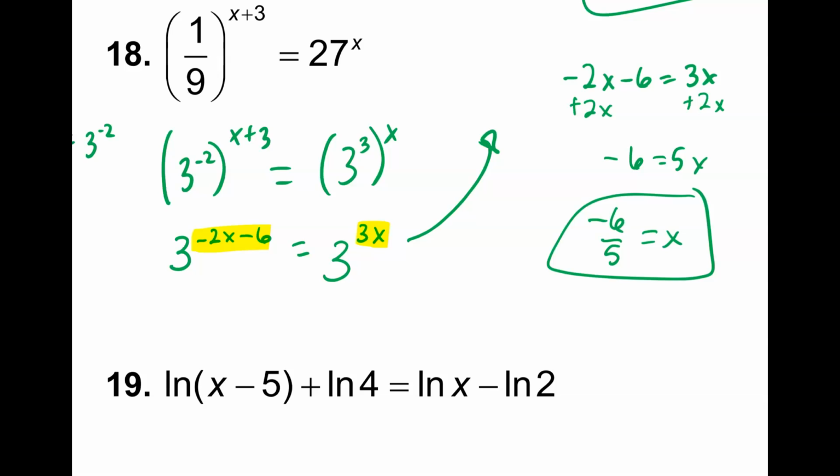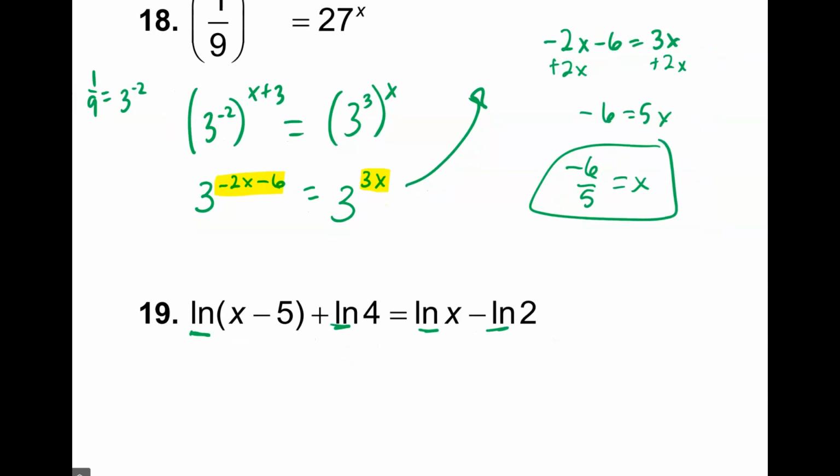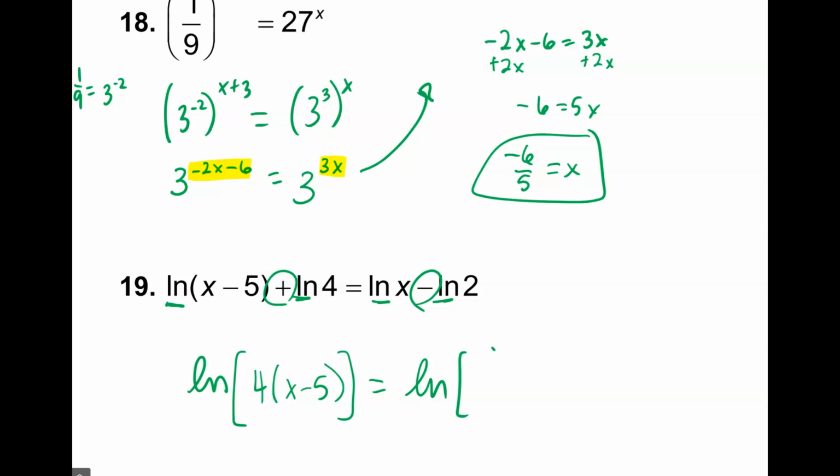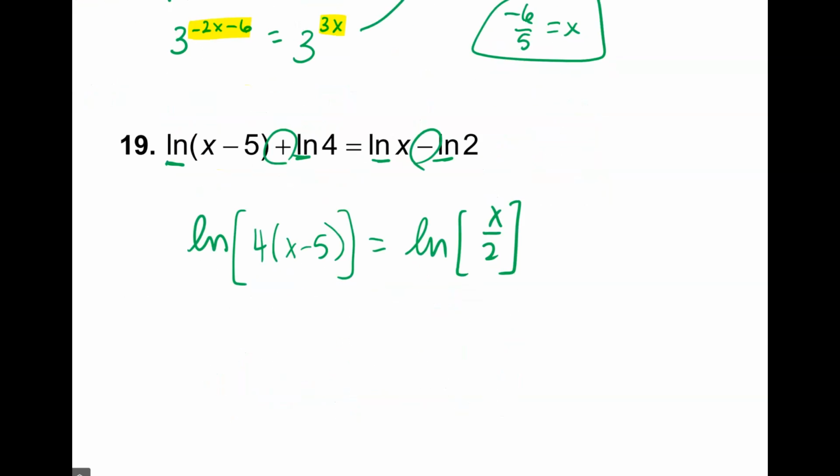Number 19, I'd like to use properties of logarithms. I have 2 logarithms on the left side, 2 logarithms on the right side, but luckily they are all ln. So if I can simplify the left side to be 1 logarithm and the right side to be 1 logarithm, and we have the same base, I can set whatever's inside equal to each other. So we have to use properties of logarithms here. I'm adding them, so I can just multiply 4 times x minus 5. On the right side, I'm subtracting, so I can just write x over 2. And then since I have the same base, log base e, I can set whatever is inside equal to each other.